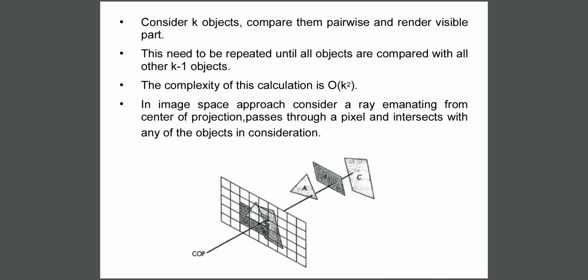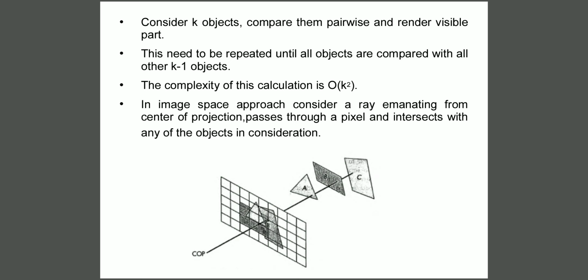We need to generate a ray, and that is a ray from the center of projection through every pixel. Starting from the first pixel, we need to generate a ray from the center of projection through every pixel of a display, or through every pixel of a frame buffer. When we generate such a ray towards the objects, that ray may intersect with the objects which are in consideration. Consideration is nothing but those objects we want to display on an output screen.